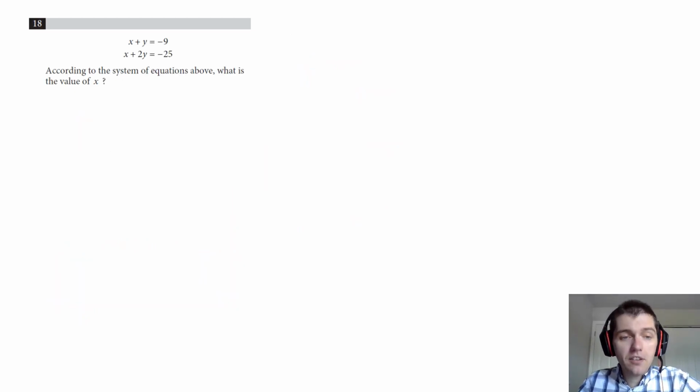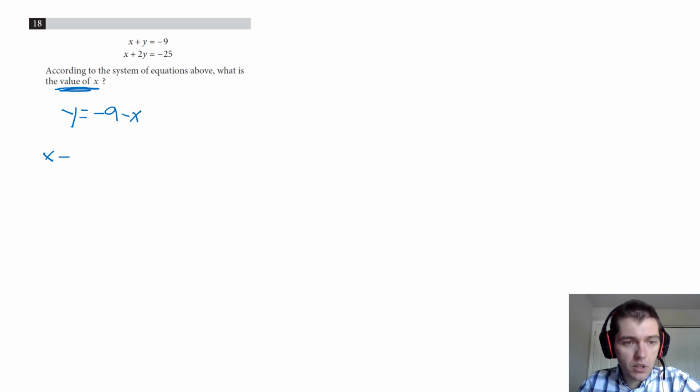Okay, problem 18. This is a straight system of equation problem looking for the value of X. No fancy paragraph to try to confuse you, which is nice. So start with the first one. You're looking for X, so arrange the first in terms of Y. So you have Y is equal to -9 minus X. Plug that first equation into the second equation.